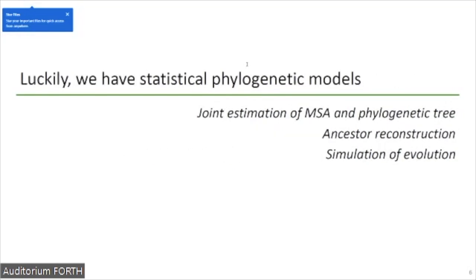Luckily, we have statistical phylogenetic models, which offer these great tools and techniques such as joint estimation. We can look backwards in time by reconstructing ancestors, or we can move forward in time with the simulation of evolution. So we have all these great tools at hand, but with the caveat that they all treat the short indel processes slightly differently.